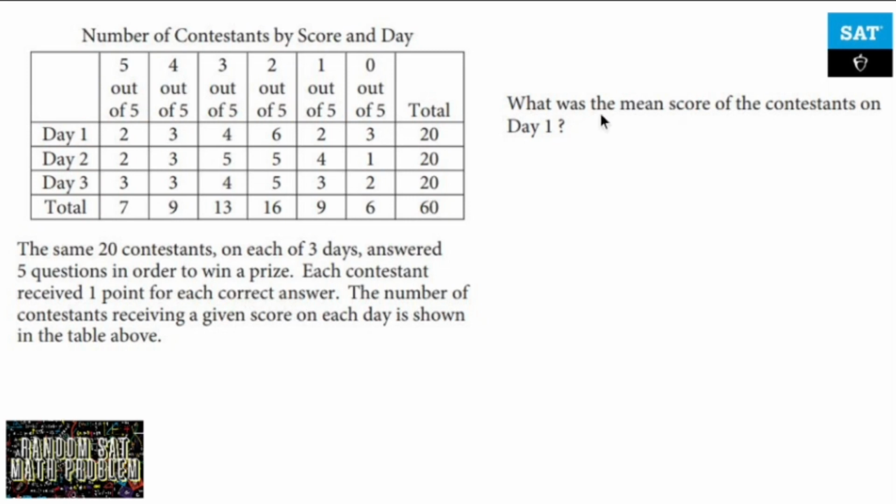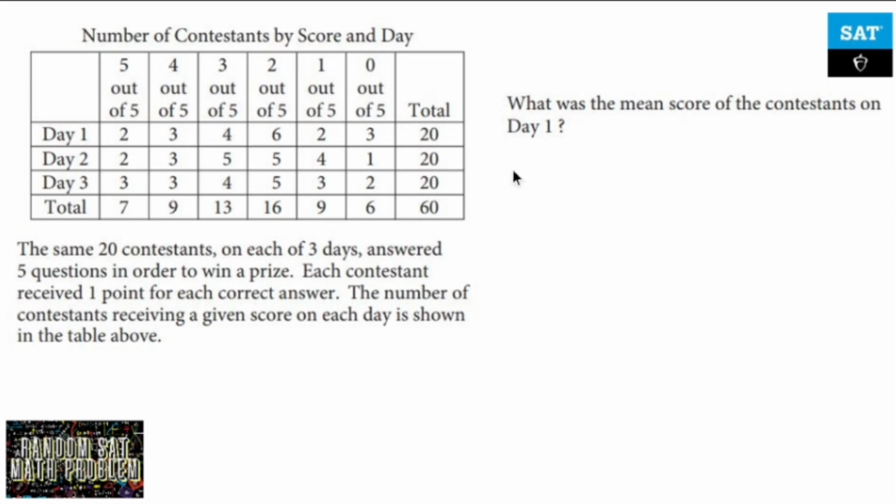All right, what was the mean score of the contestants on day 1? All right, so we've got 20 contestants going on. It is very tempting to do 2 plus 3 plus 4, blah, blah, blah, divide that by what? 6? 1, 2, 3, 4, 5. But that's not what's going on.